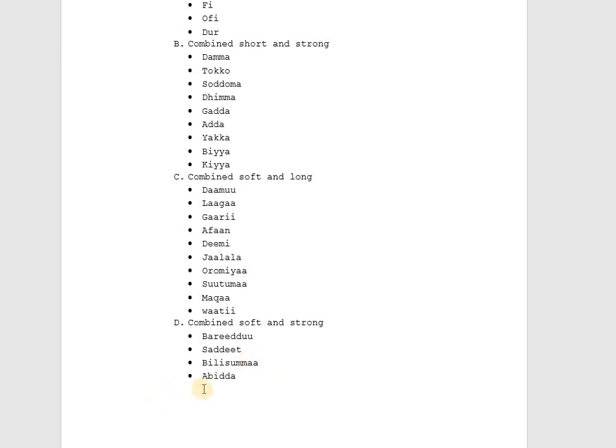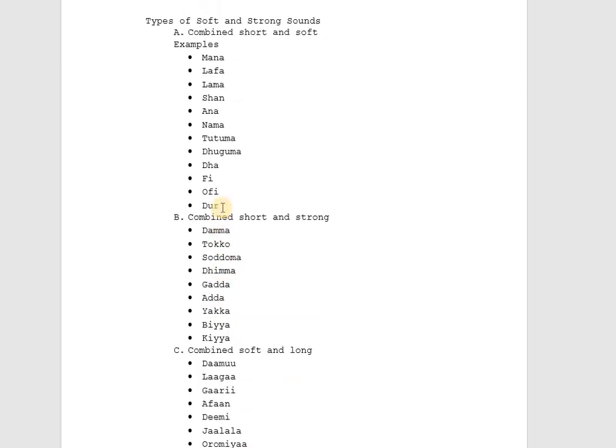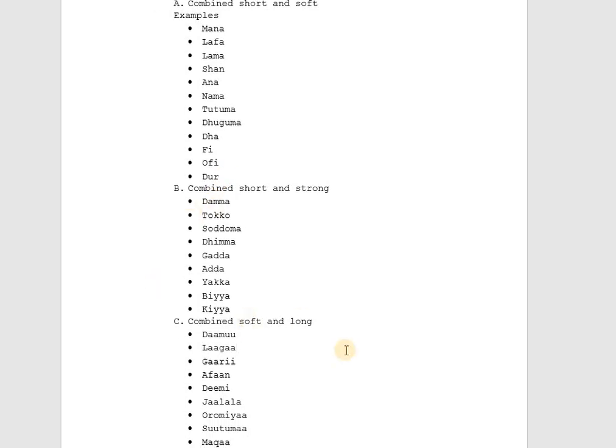Abidda, abidda. A is short, ba is short. Both are soft. Da in abidda is strong and short. Abidda. We didn't say abidda. This is abidda. So I'm not going to tell you a meaning. I don't have time. I'm finished, but I'm going to give you another exercise.